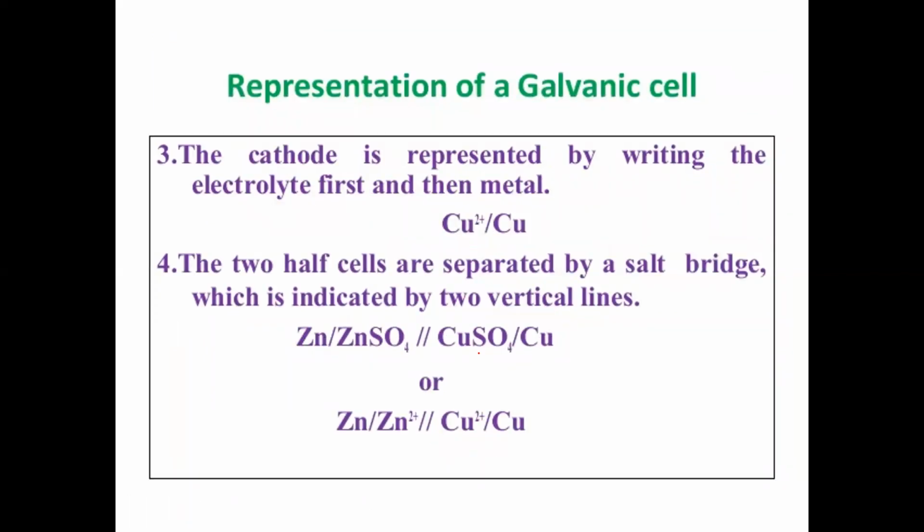Here in the cathode, it is represented by writing the electrolyte first. See this one, here is the electrolyte. That means we first write the metal ion, and after that we write the metal which acts as the electrode in the cathode chamber. In the Daniell cell, copper acts as the cathode electrode. That is why first we write the copper ion, then after that we write the copper metal.